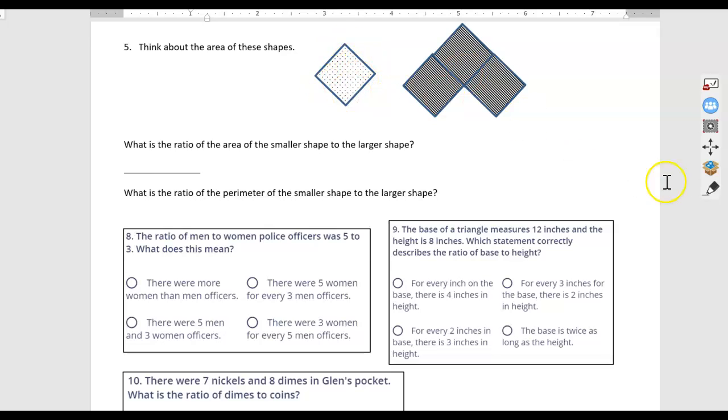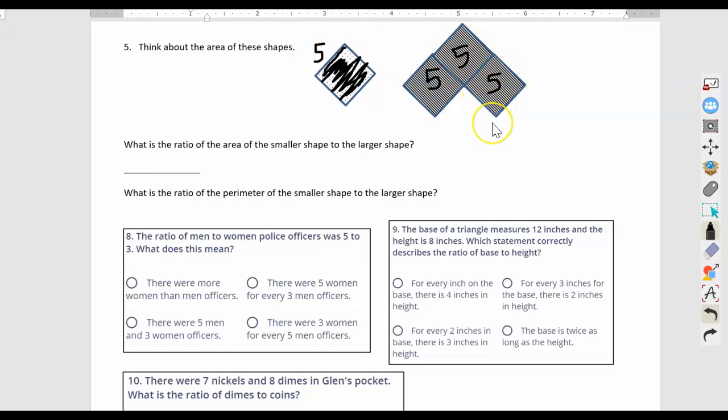Area is flat space. So if you're looking at the area of this small shape, all of this flat space, that's the area. Okay, and we're comparing this flat space to how much this flat space is. What is the ratio of this to this? Okay. If you're not sure, just make up a number. Make up a number for this area. 5. What are 5 square inches or whatever? And then this would be 5, and then this would be 5, and then this would be 5. So you can use numbers to figure out that ratio if you need to.